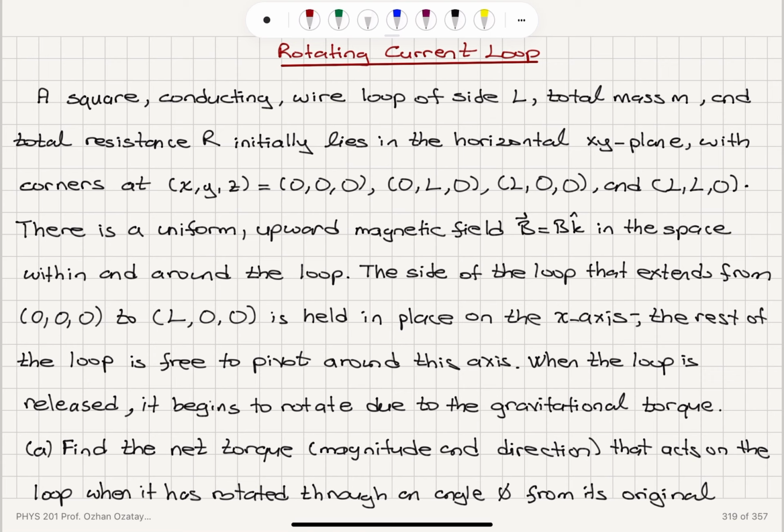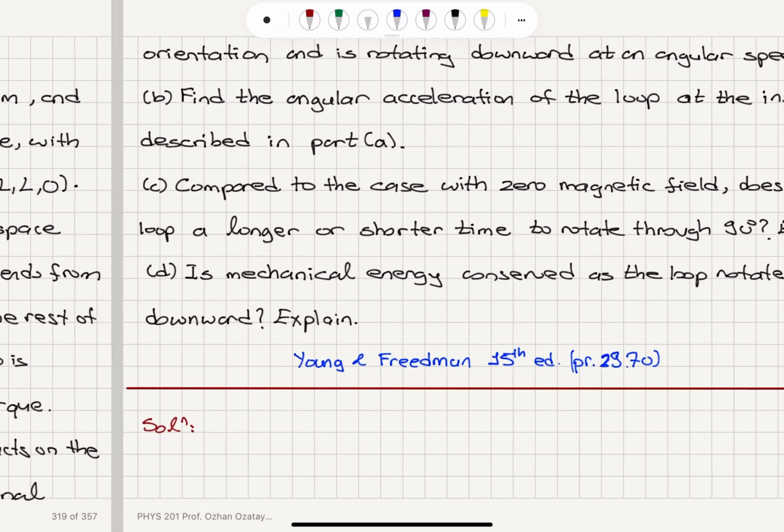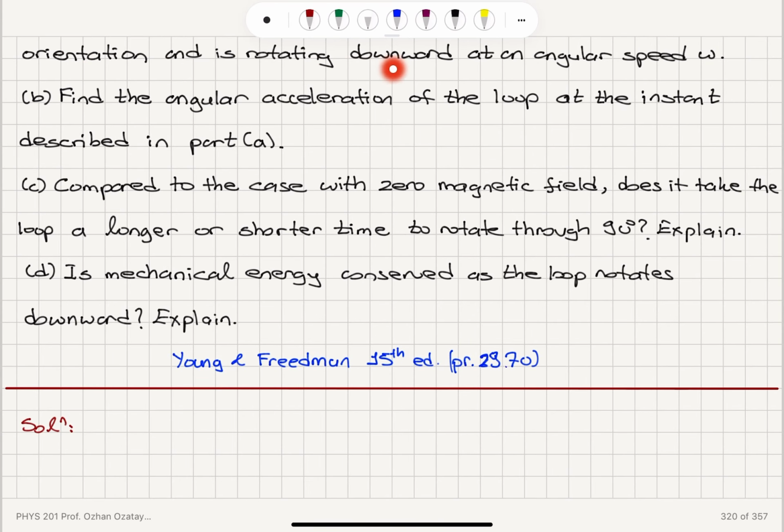Part A: find the net torque, magnitude and direction, that acts on the loop when it has rotated through an angle phi from its original orientation and is rotating downward at an angular speed omega.